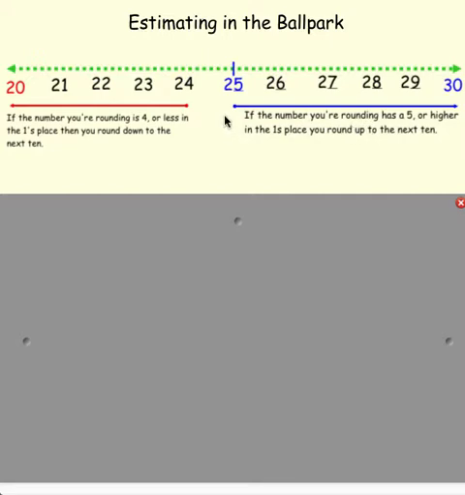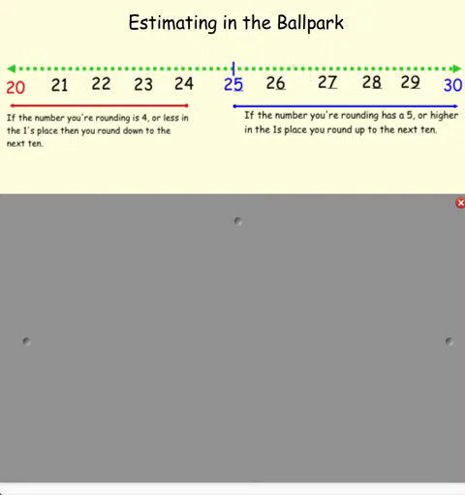When we are estimating, we want to look at that ones place. If it's 5 or higher, the tens place goes up 1 ten to the next closest 10. If the ones place is smaller than 5, then the tens place stays the same and the ones place changes to a 0. In both examples, the ones place will change to a 0. We're just deciding, should the tens place stay the same or should it go up?